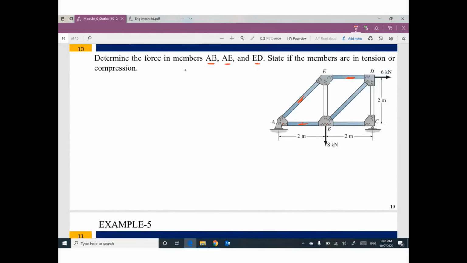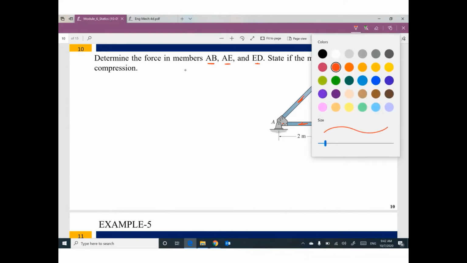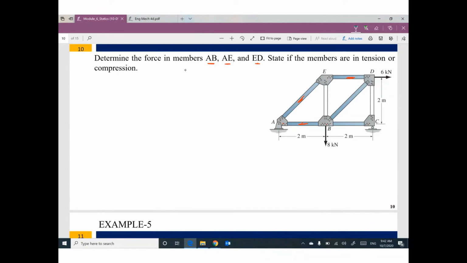Unfortunately, the first step in this type of problem, you have to calculate your reactions first. We have a hinge here, so we have one reaction called YA. We have one reaction here called XA. We have one reaction here called YC. Go back to the previous module to figure out your reactions.